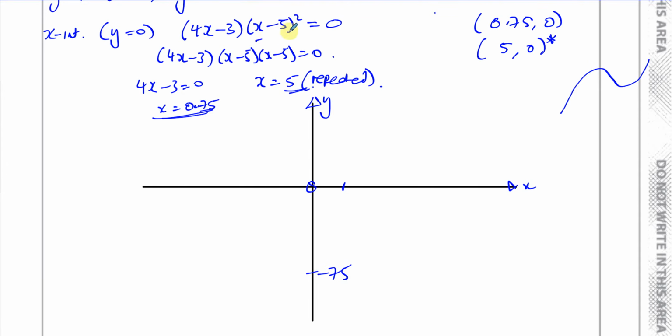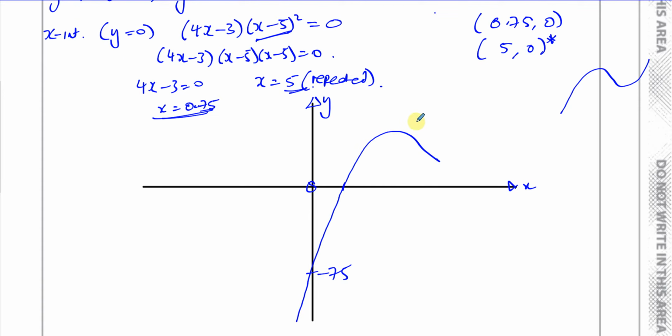Whenever you have a repeated root, something with a squared bracket like that, it's not going to cut through the curve at the point. It's going to come and touch the curve and then go away from the curve. It won't cut through it. It will turn on it. So this is going to come from below because it's got this shape. It's going to cut through at the first point. And at the second point, it's going to turn.